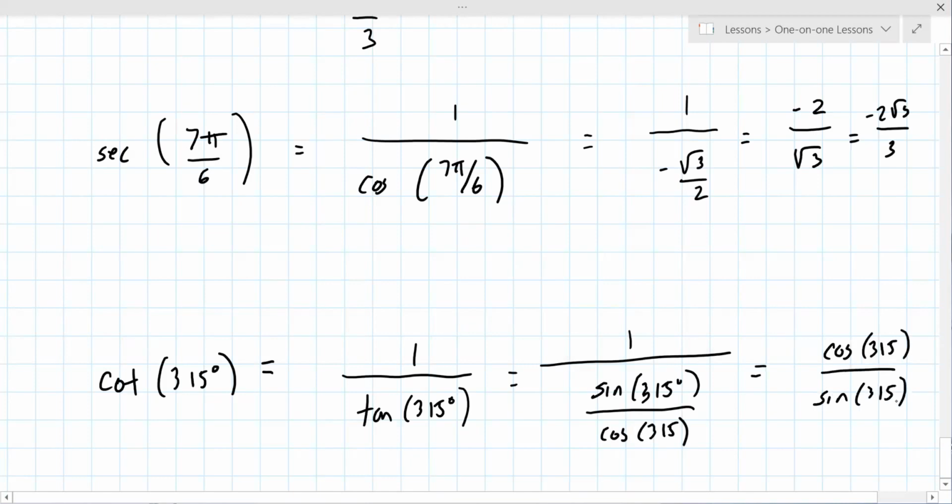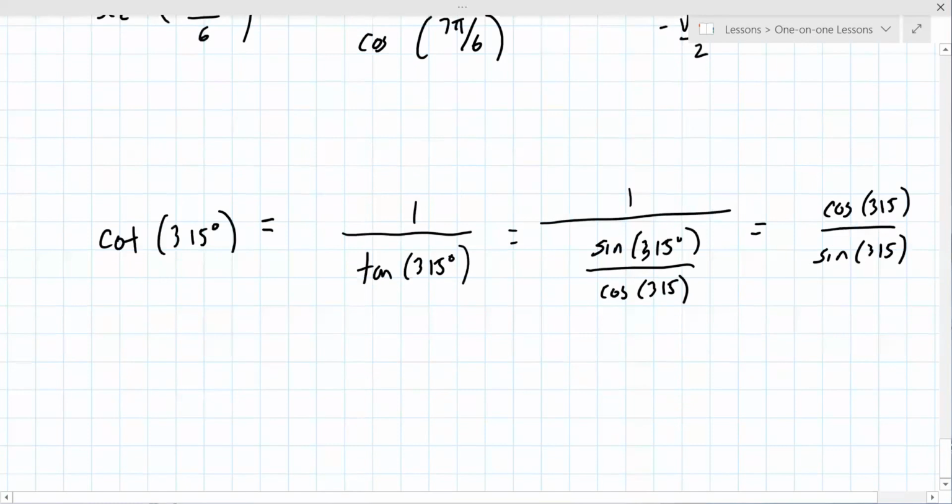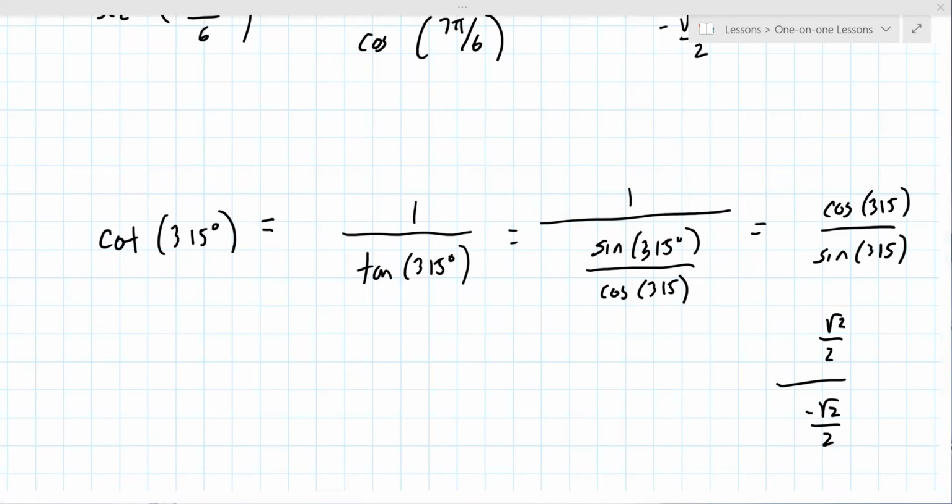Oh my god, 12% of my brain is not as big as yours. You're just learning this. You'll get there. Okay, so it's really just cosine over sine. That's right, which is really the x value over the y value. So it's root 2 over 2 over root 2 over 2.